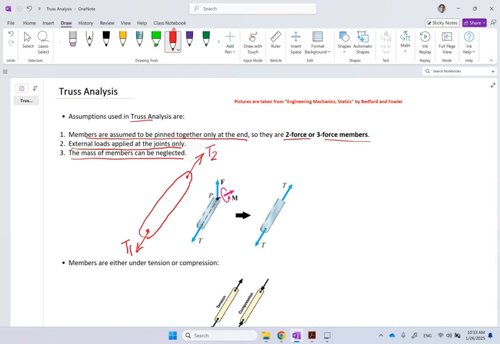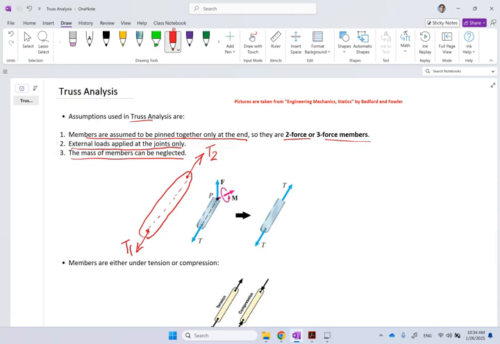Well, first of all, they have to be equal in magnitude and opposite in direction. Otherwise, this member is not going to be statically stable or at equilibrium, right? So clearly they have to be equal. And what is the line of action for these two forces? It has to be along this line that connects these joints together. Okay, they have to be along that.